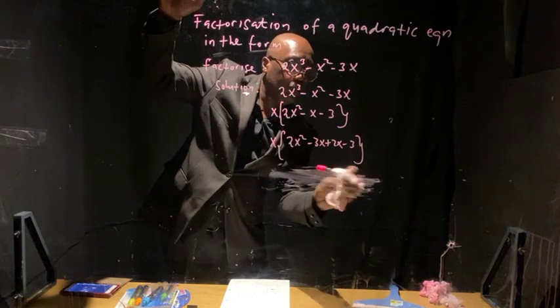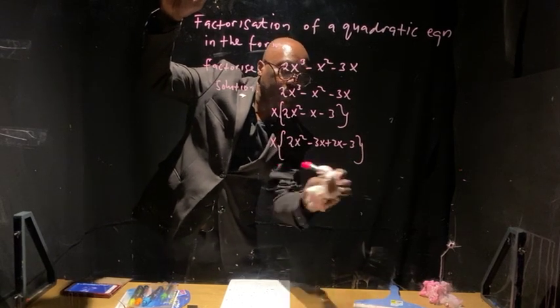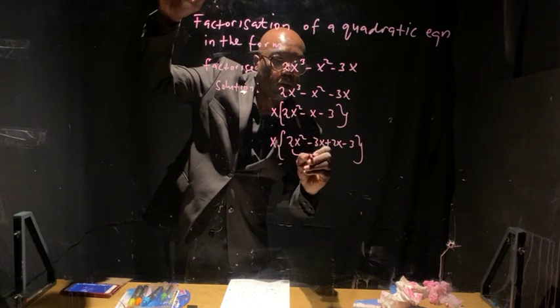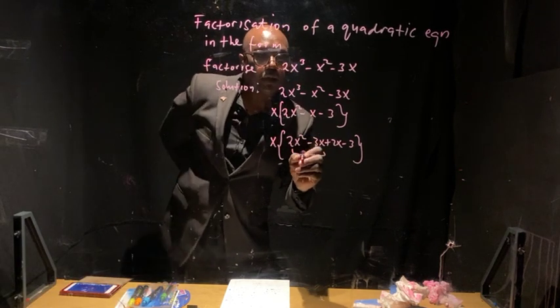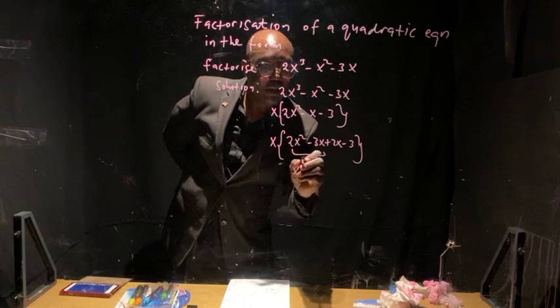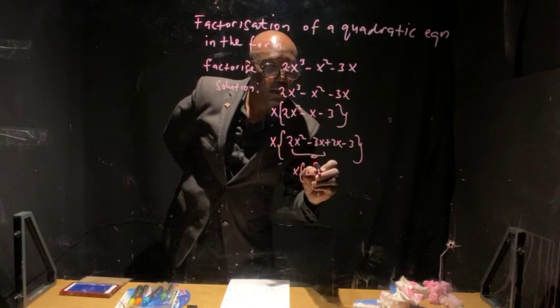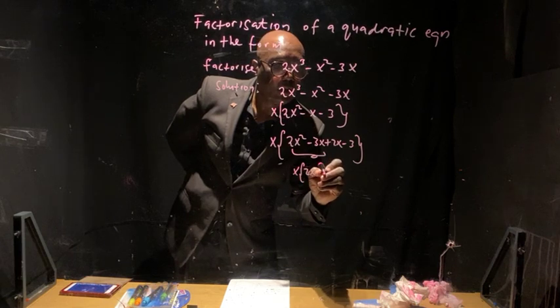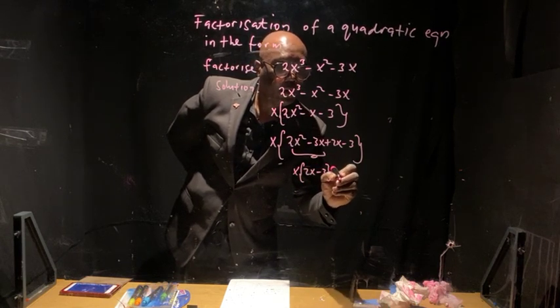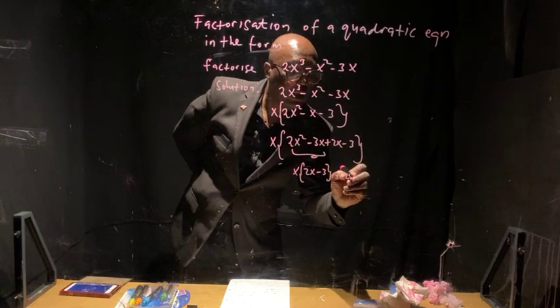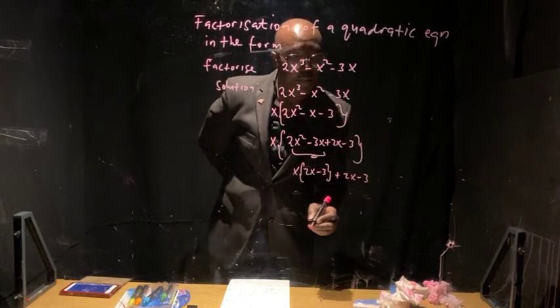First of all, let's deal with this one by factorizing x outside. So it becomes x(2x minus 3), then plus 2x minus 3. Good.